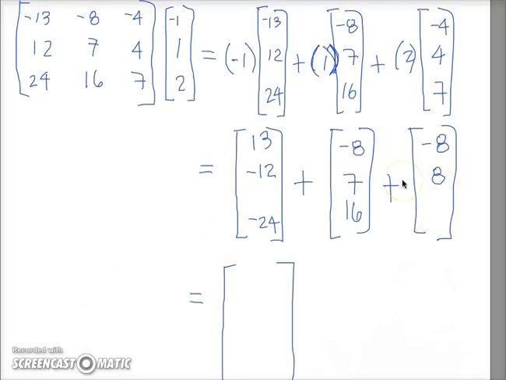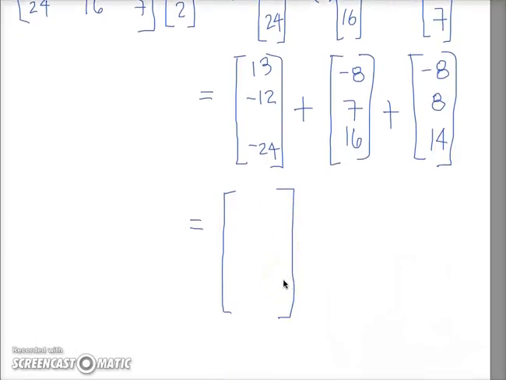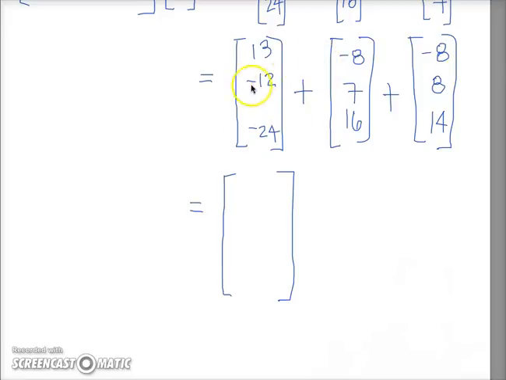Excuse me, I have to make a correction here. The last entry on this vector is the product of 2 times 7, which is 14, and not what I had previously written here. So the next step would involve adding up entries component-wise. We have 13 minus 8 minus 8, which gives us minus 3. Then minus 12 plus 7 is minus 5, plus 8 gives us 3. Then minus 24 plus 16 is minus 8, plus 14 gives us 6.